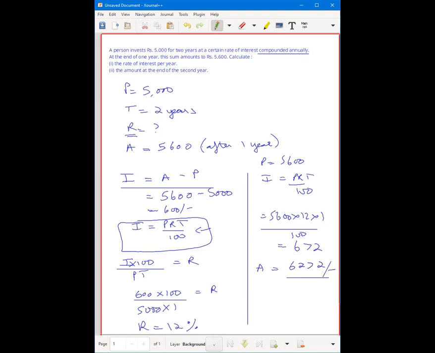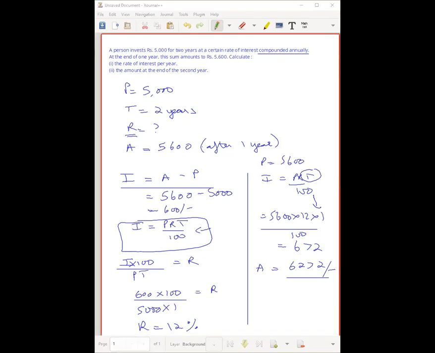Will it be necessary to multiply 1 year? Yes, it is necessary because we are writing this T as a formula, right? So it doesn't make a difference. Just do it. It will not even take half a second for you, right?